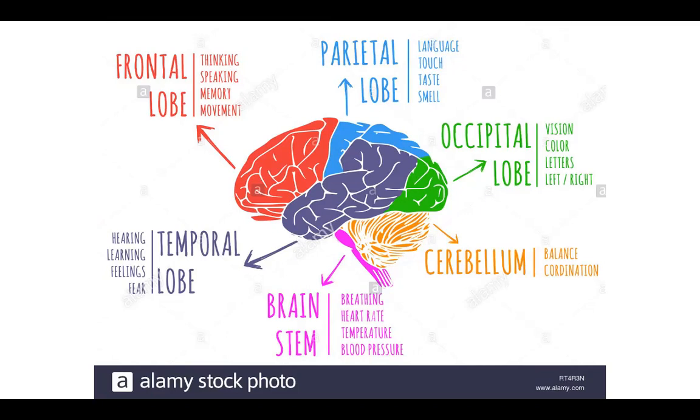Your parietal lobe is on the top. It is important for sensation, so taste, touch, and smell. Occipital lobe is in the back. This is your visual area, so it can recognize colors and letters. And then your temporal lobe is in that dark purple color. This is in charge of auditory information, also hearing, learning.